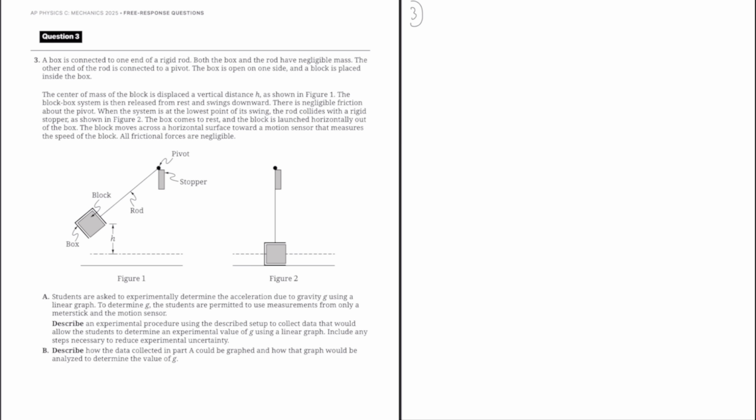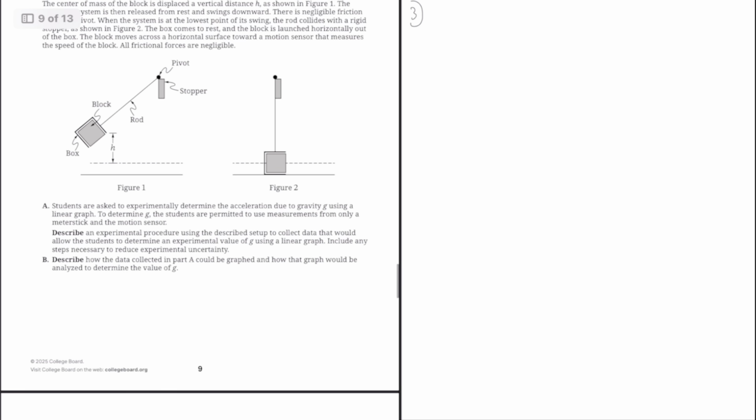The box system is then released from rest and swings downward. There's negligible friction about the pivot. When the system is at the lowest point of its swing, the rod collides with a rigid stopper, as shown in Figure 2. The box comes to rest, and the block is launched horizontally out of the box. The block moves across a horizontal surface towards a motion sensor that measures the speed of the box. All frictional forces are negligible.